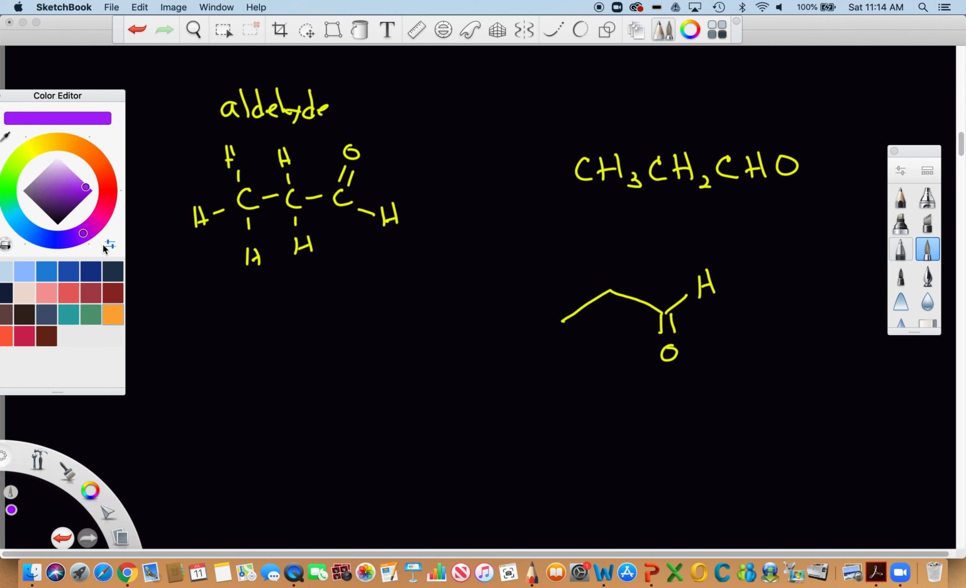So going back, one carbon here, one line, CH3. Carbon here, two lines, CH2. Carbon here has a CH, and then there has to be a double bond O because carbon always has to have four bonds.